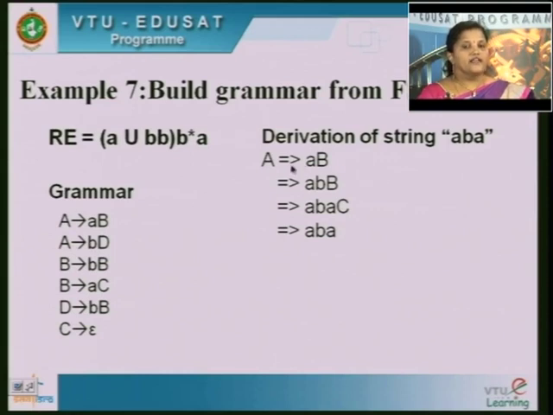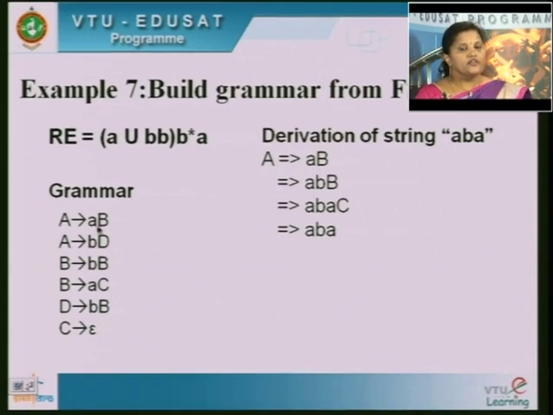Okay. So, first you can apply A derives AB. Why do I have to apply AB only? Because my string contains ABA. So, you should apply this rule only. So, even though it has BD, I should take AB only because the string I wanted is ABA. Next, B derives BB. So, this rule I have applied. Next, B derives AC. So, this rule I have applied. Lastly, I have applied C derives epsilon. So, you can derive the string using these rules.